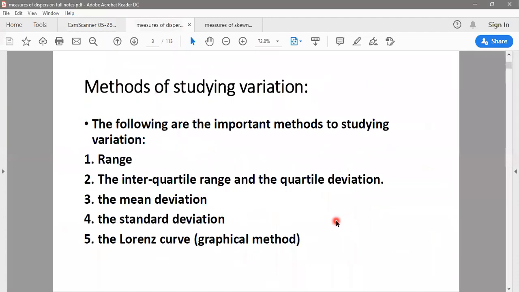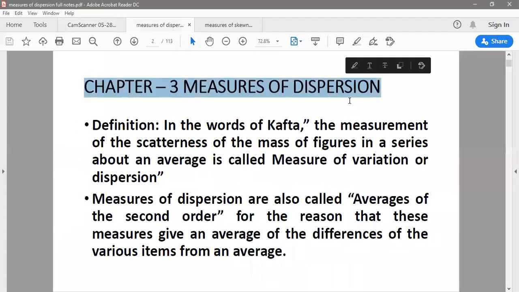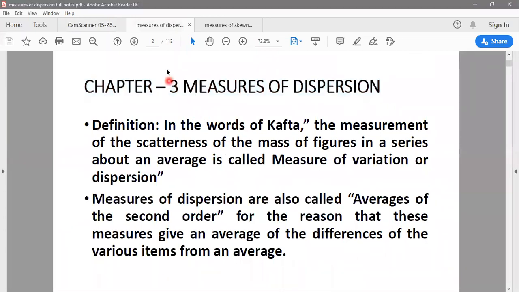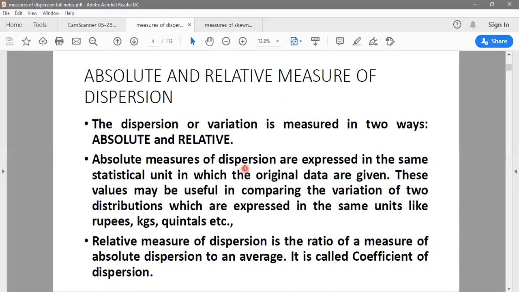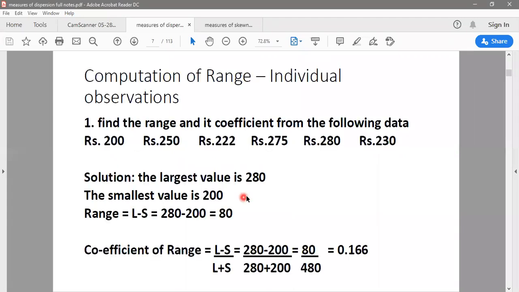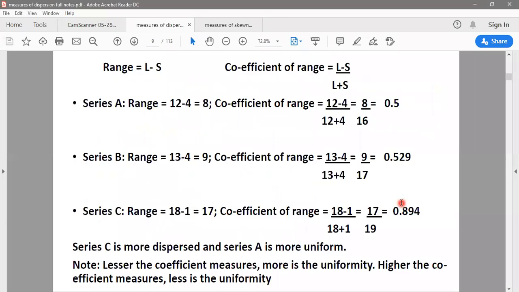Now in measures of dispersion, we saw the definition of measures of dispersion. Once we saw the definition, we saw what absolute and relative measures of dispersion are. That is also completed. Then we saw what range is: the largest and smallest value, and the coefficient of range. Then we saw a few problems where the data is given. Find the largest number and the smallest number and subtract them. That will be your range.